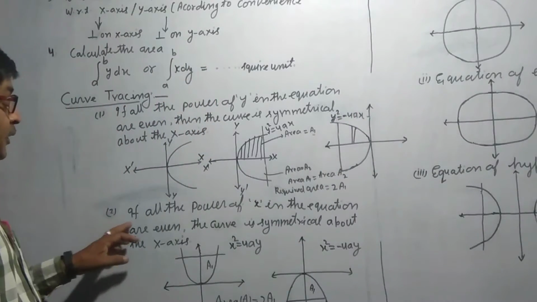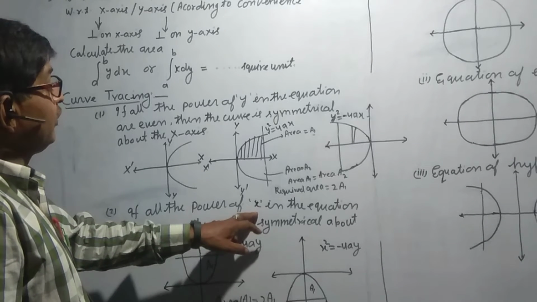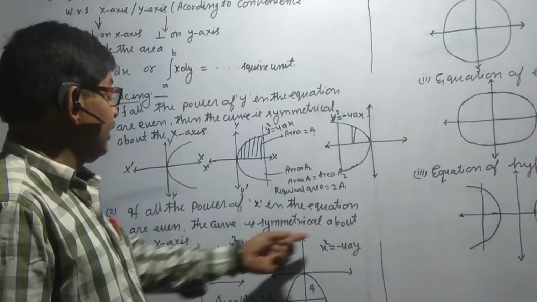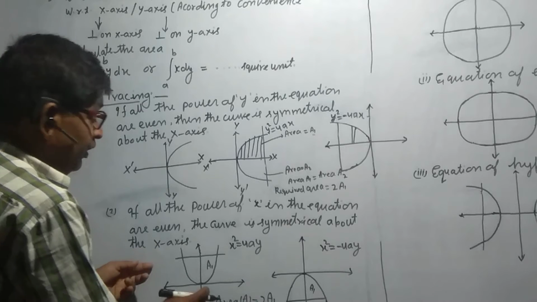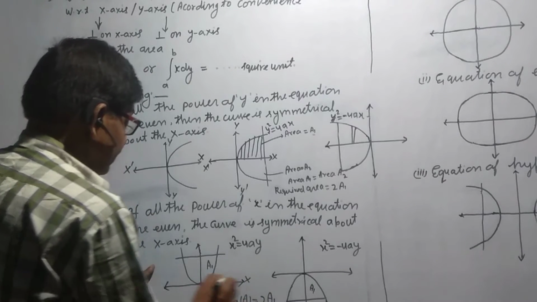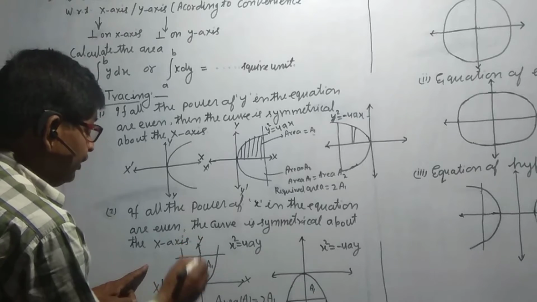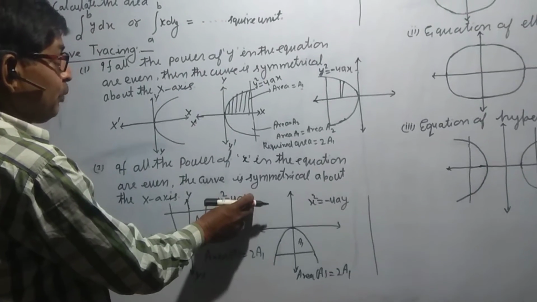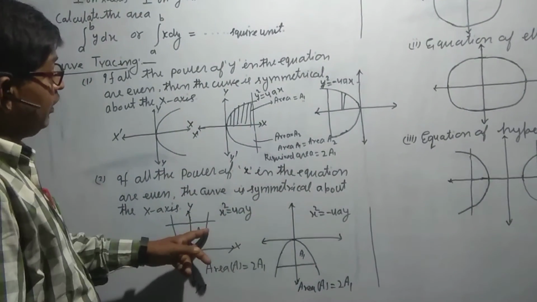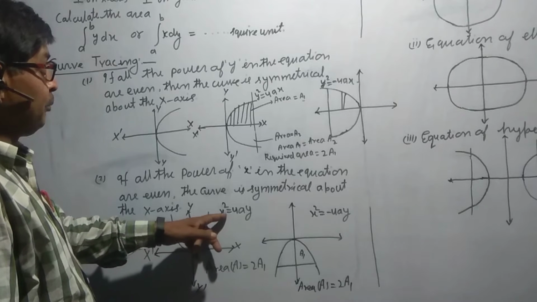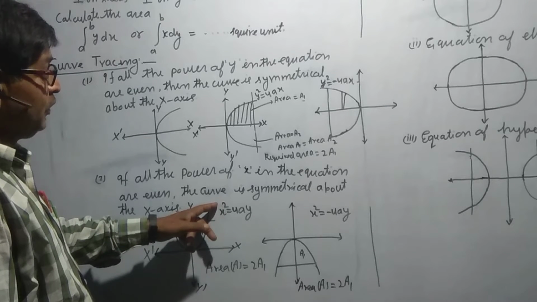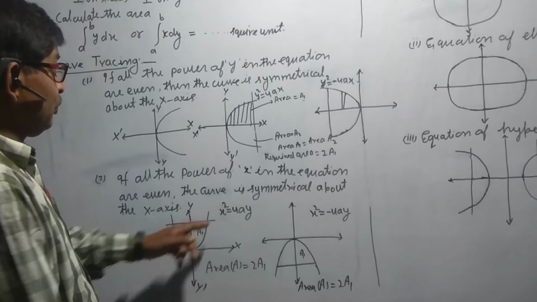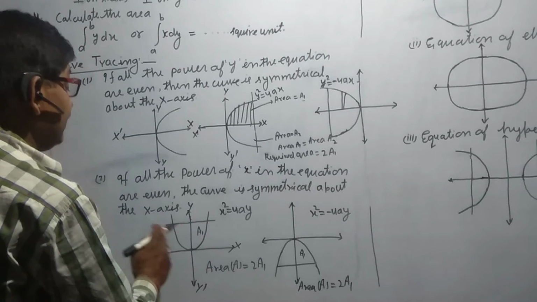Now second, if all the powers of x in the equation are even, then the curve is symmetrical about the y-axis. Here in this case, x dash, y and y dash, and this is the curve x square is equal to 4ay. It is a parabola in standard form, and the power of x is 2. This is even, so there is symmetry about the y-axis.